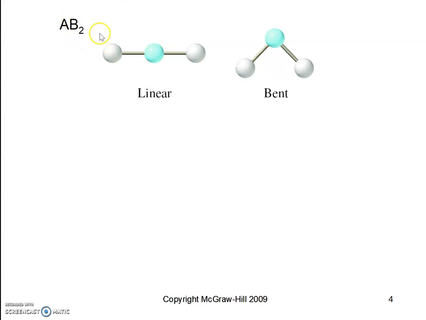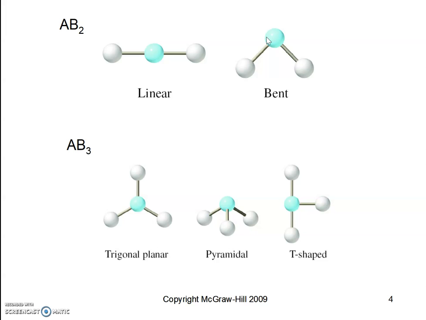AB2. So now we have another central atom and another atom outside. It will either be linear or bent, and this will have to do with whether or not you have lone pairs on the central atom. I'll show you examples of this and you will see what this looks like.